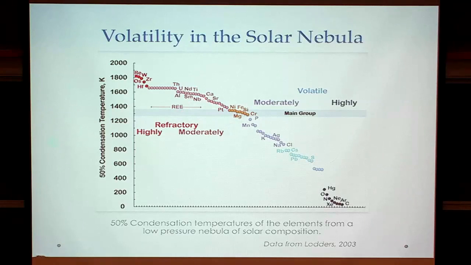Platinum, the platinum group elements are also all refractory. So everything that condenses above this group of elements, the main group, nickel, iron, silicon, magnesium, chromium, we consider refractory. Everything that condenses at temperatures below that, we consider volatile. And Bill mentioned potassium, for example. That's a relatively volatile element.